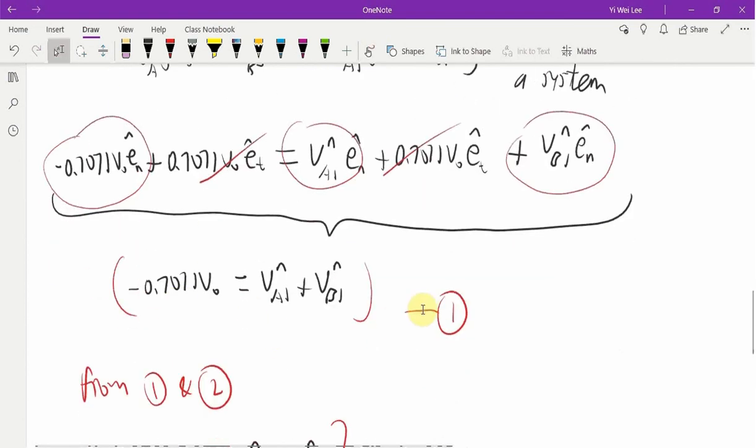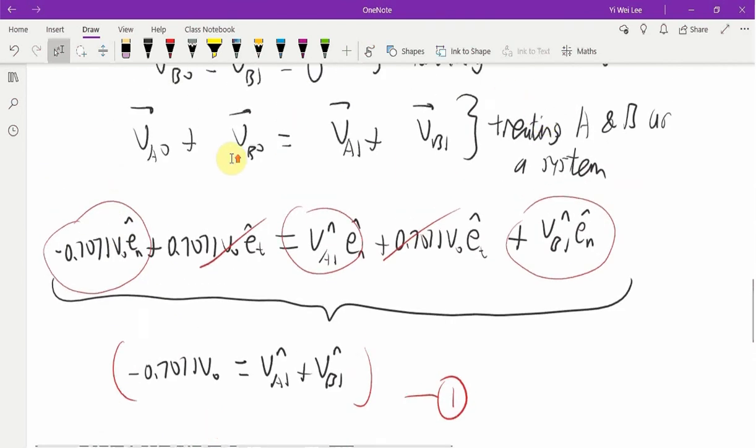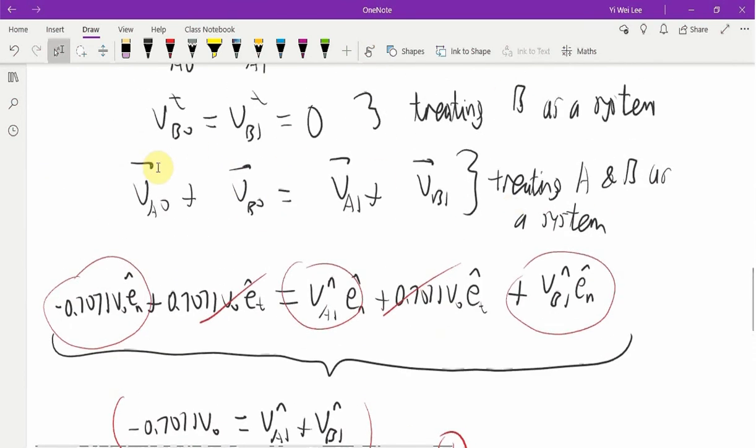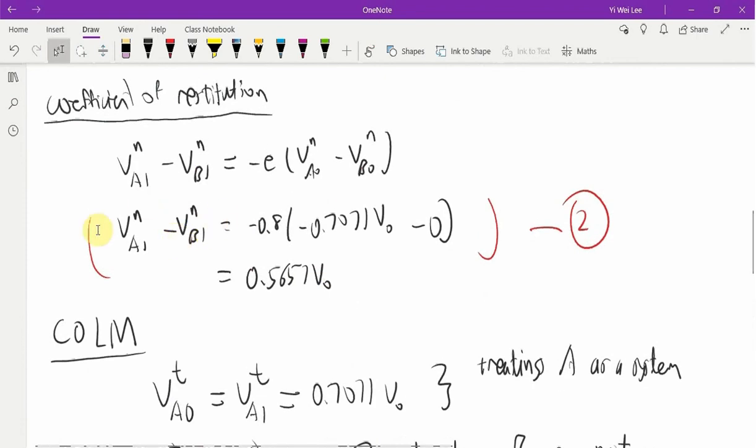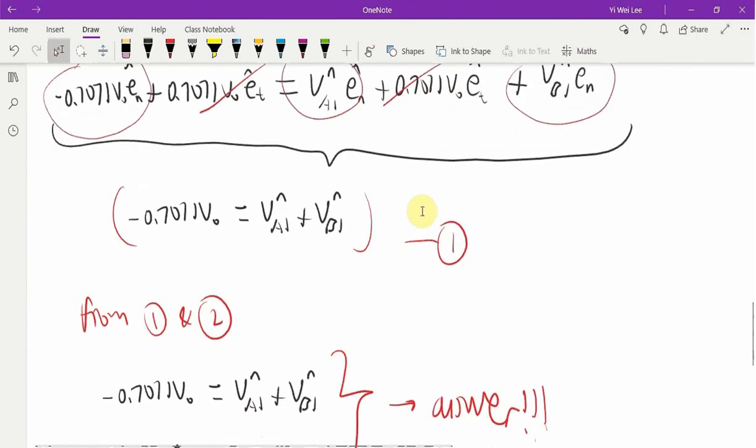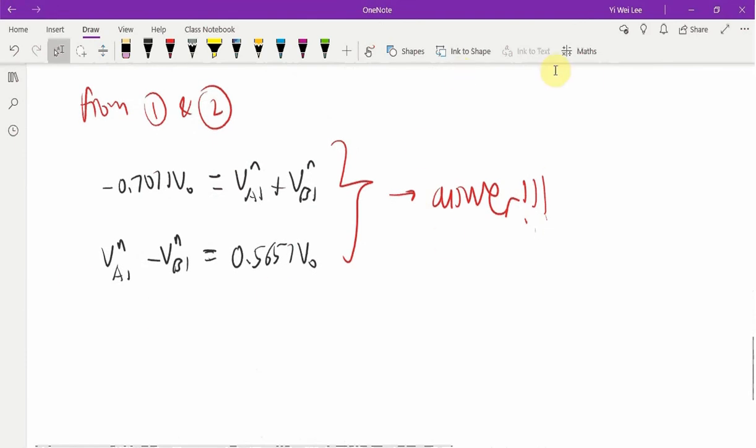So the two equations we use is this equation, which is a result of the conservation of momentum across, treating A and B as a system. And the other equation is the one that we haven't used, the equation of coefficient of restitution. From these two equations, do simultaneous equation, you will get this answer.